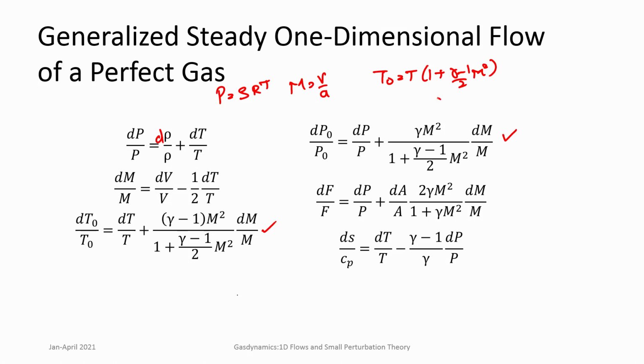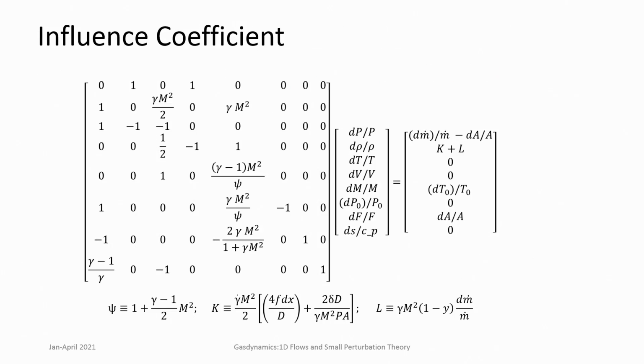Similarly, the definition of the impulse function F is equal to 1 plus gamma M square multiplied by P A, and the definition of entropy. So you get all these different equations, and all of them can be taken together.